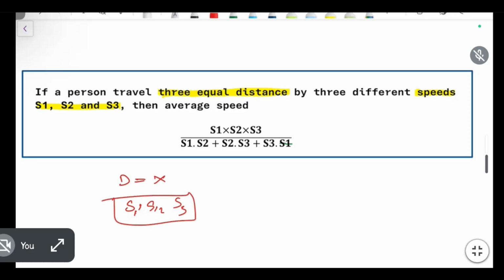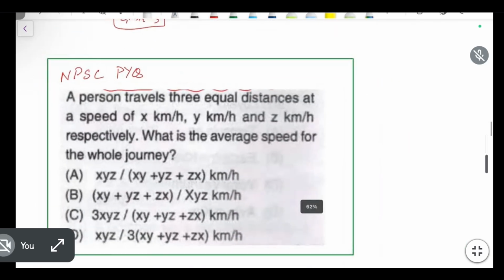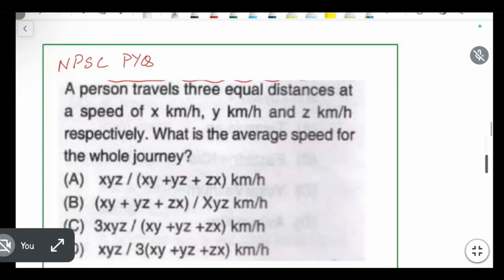In that case, the formula is speed 1 into speed 2 into speed 3 divided by s1 s2 plus s2 s3 plus s3 s1. It's easy: 1 and 2, 2 and 3, 3 and 1. Earlier one question was asked, I think this was a mains question, in mains 2018 or 19, I'm not sure, so I just wrote it as NPSC PYQ. The question was just directly a formula question.